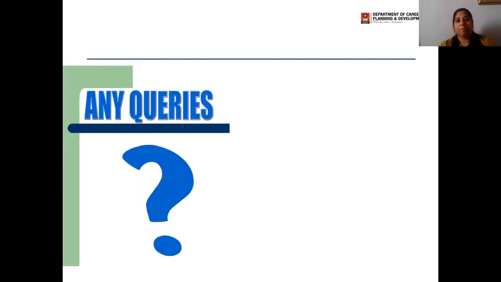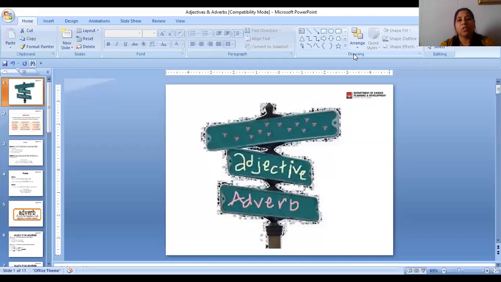I hope you understood this concept of adjectives and adverbs, where to use a similar word as an adjective or as an adverb by just adding ly or another word. It's just about understanding the concepts, and I hope it has helped you understand adjectives and adverbs.